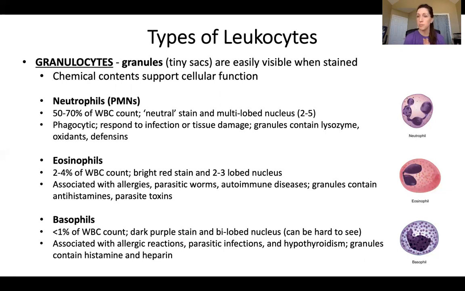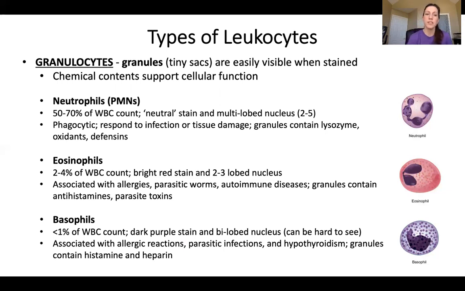They are rapid responders. They head straight to the site of an infection or tissue damage, and they bring with them granules that contain lysozymes, which are enzymes that help to digest things that they've engulfed; oxidants, which are like cellular toxins, so if they encounter a bacterial pathogen, for example, an oxidant like peroxide can be toxic to that bacterial cell and cause damage; and defensins, which are also chemicals that protect against bacterial invaders.